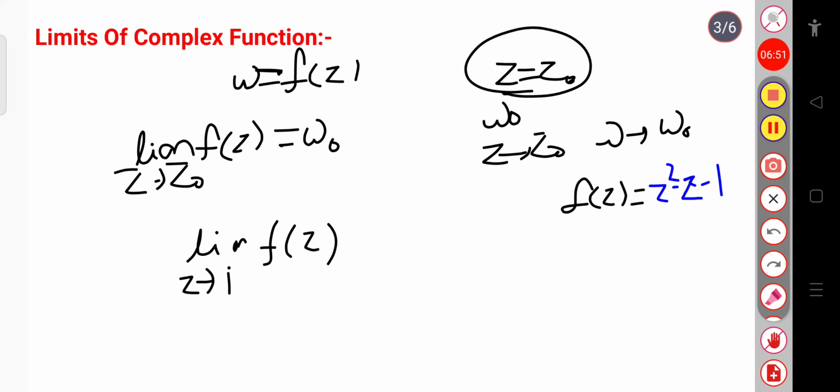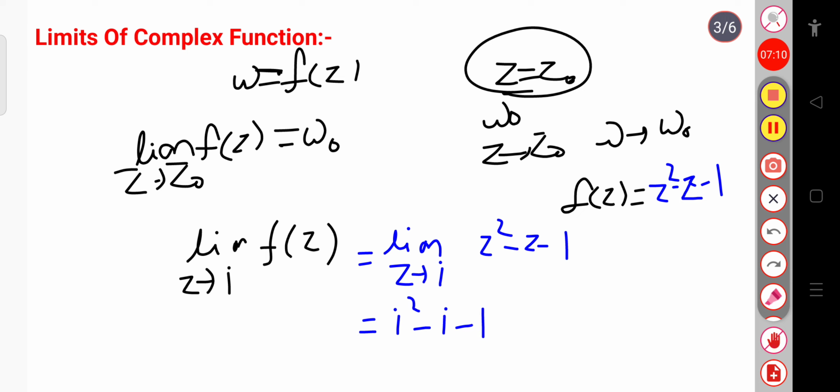If the limit is z tends to i, then this will be the limit as z tends to i of z square minus z minus 1. In place of z, if I put i, this will be equal to i square minus i minus 1. i square will be minus 1, so this will be minus 1 minus i again minus 1. So, that will be equal to minus 2 minus iota.